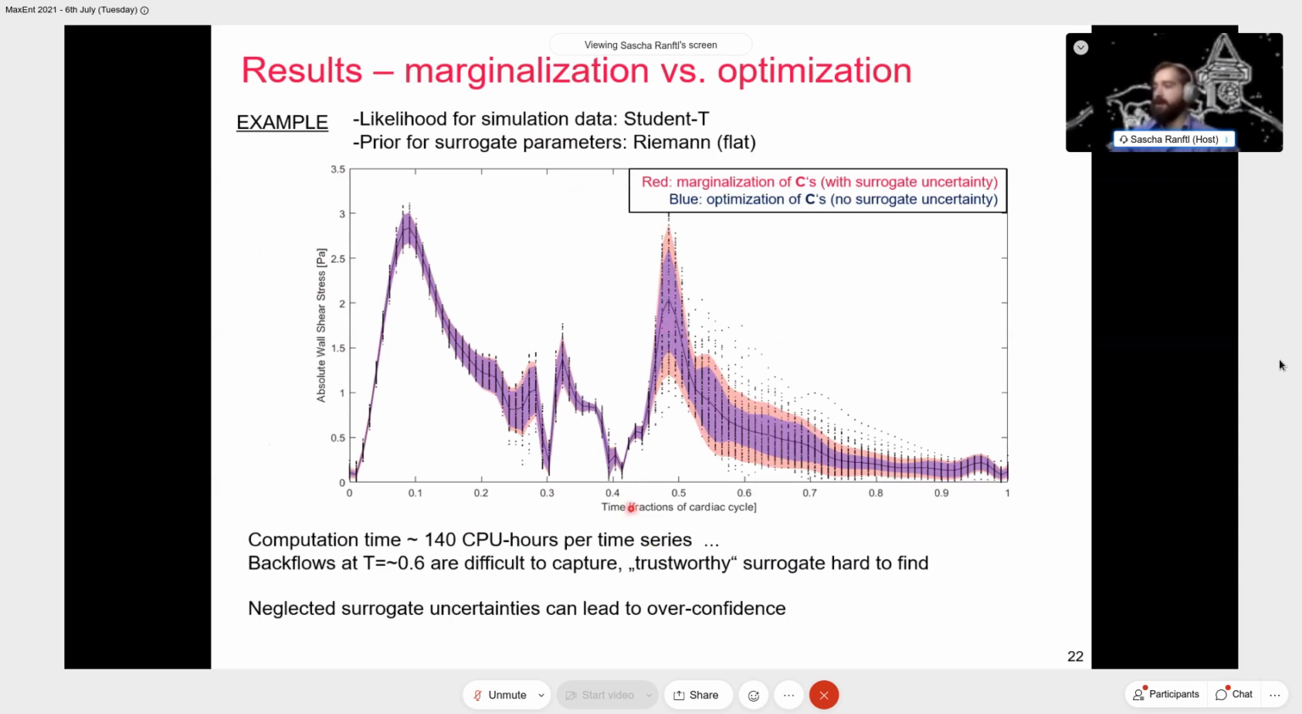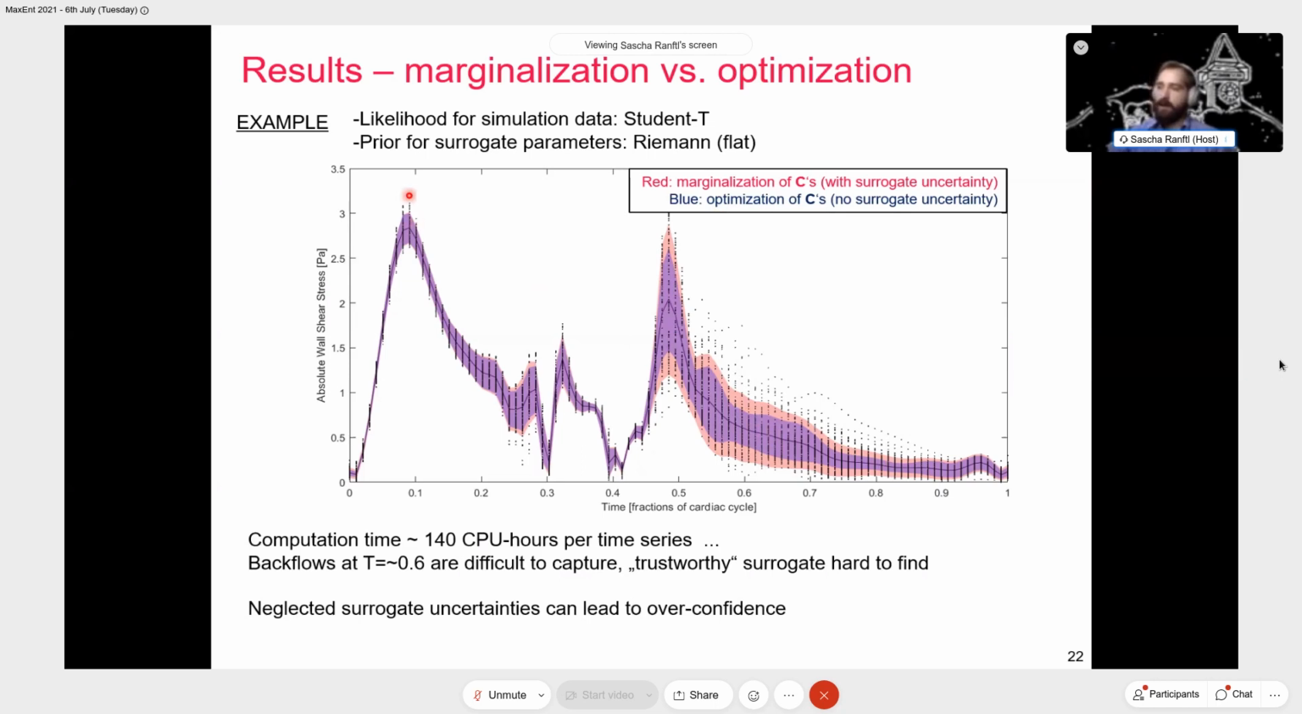And the black dots are data as measured from a set of simulations. And the continuous solid line is the mean surrogate function. Now the blue shaded area is the uncertainty with the optimized C's, with the optimized surrogate, and the red shaded area is the uncertainty accounting for the surrogate uncertainty.